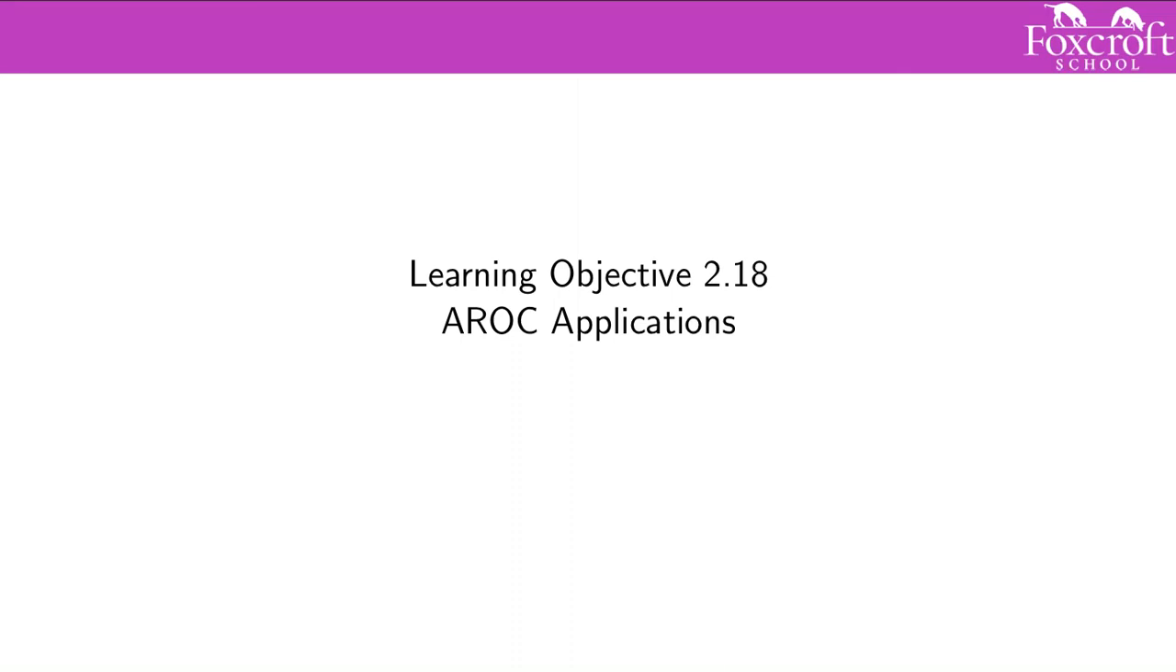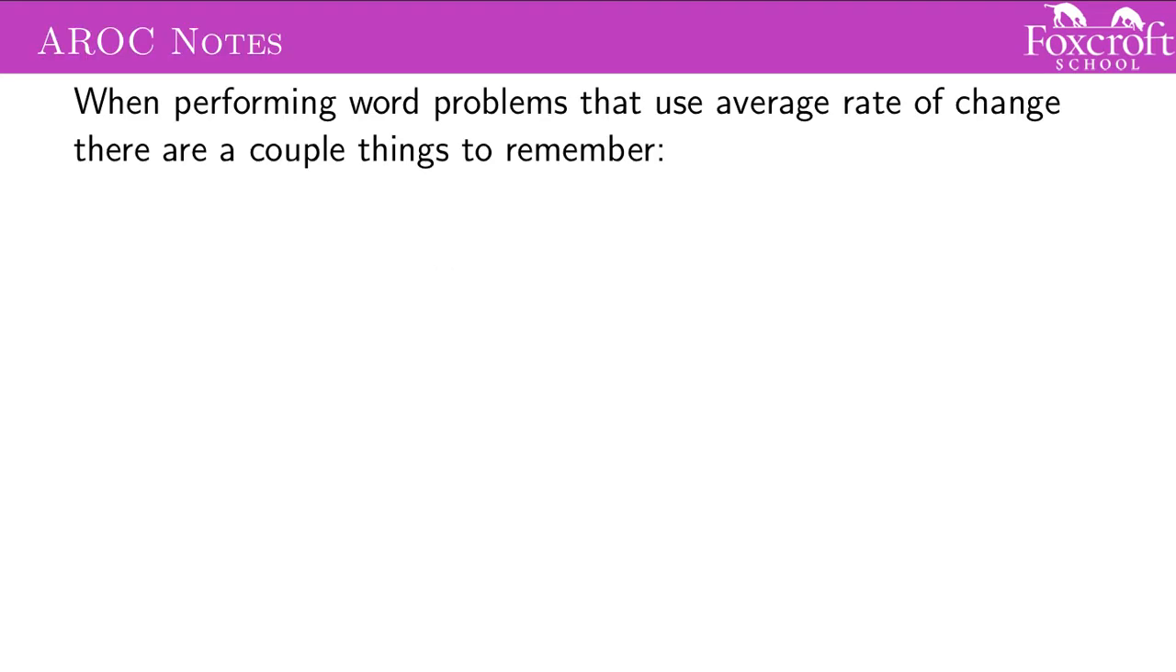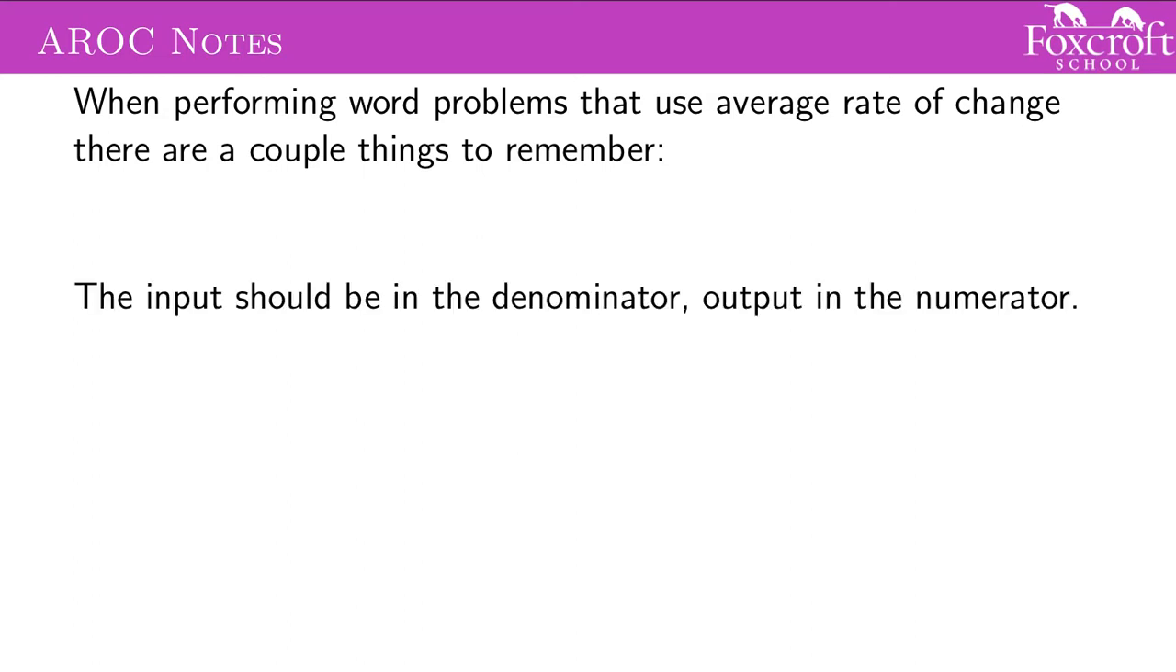So our final learning objective for Unit 2 is average rate of change applications. And applications is just a mathy way of saying they're going to be word problems. From performing word problems that use average rate of change, there are a couple things you want to remember. One thing to remember is that average rate of change and slope are very closely related.